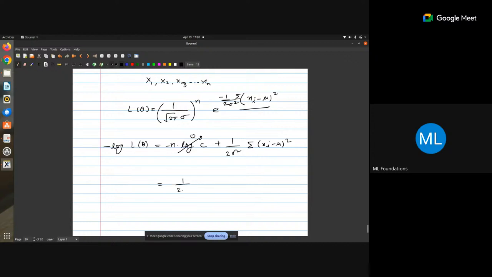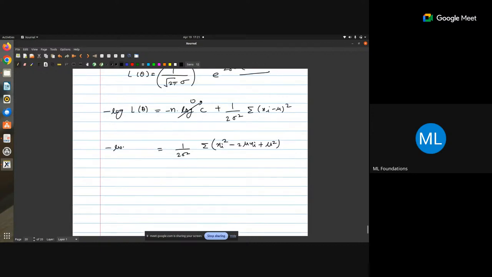So basically I'll get 1 upon 2 sigma square, minus. So you have taken minus everywhere, right? Minus of log. So summation of xi minus mu to the whole square, I'll expand this bracket. This is xi square minus 2 mu xi plus mu square. This is minus log of L of theta.